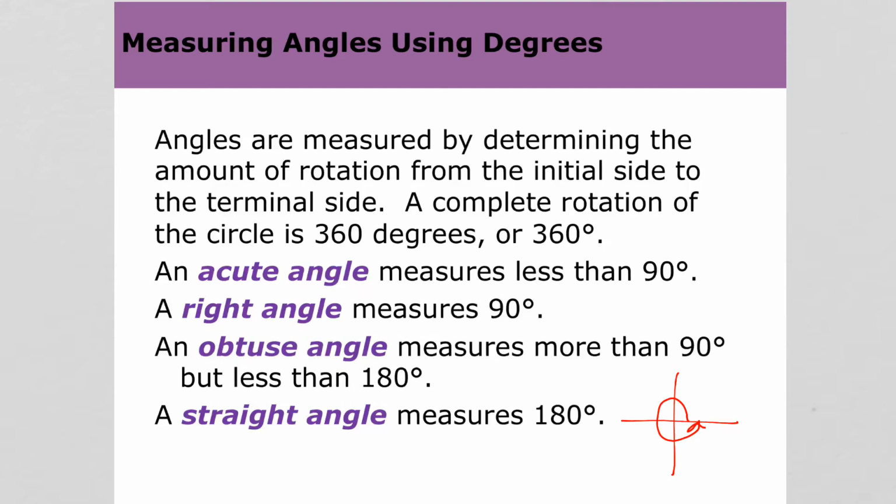An acute angle is less than 90 degrees. An example of 90 degrees would be an angle made by the x and y axis, and an acute angle is less than that, so maybe like this. A right angle is one that is 90 degrees, and obtuse is greater than 90 degrees. You could also have a straight angle that's just lying along the x-axis and measuring 180 degrees.